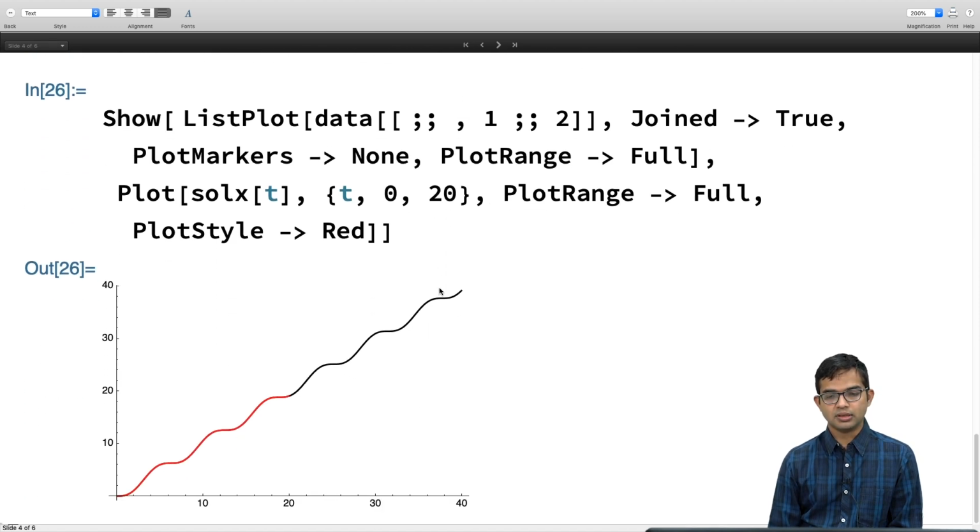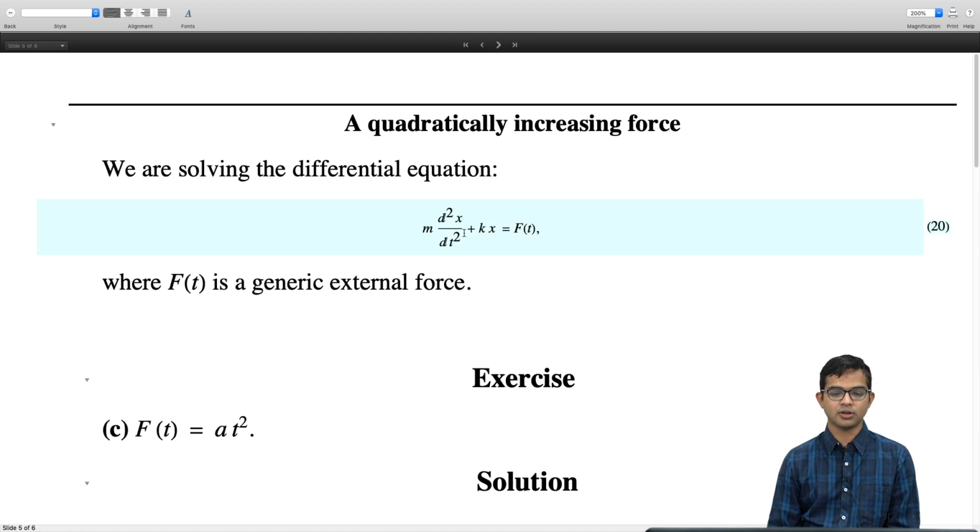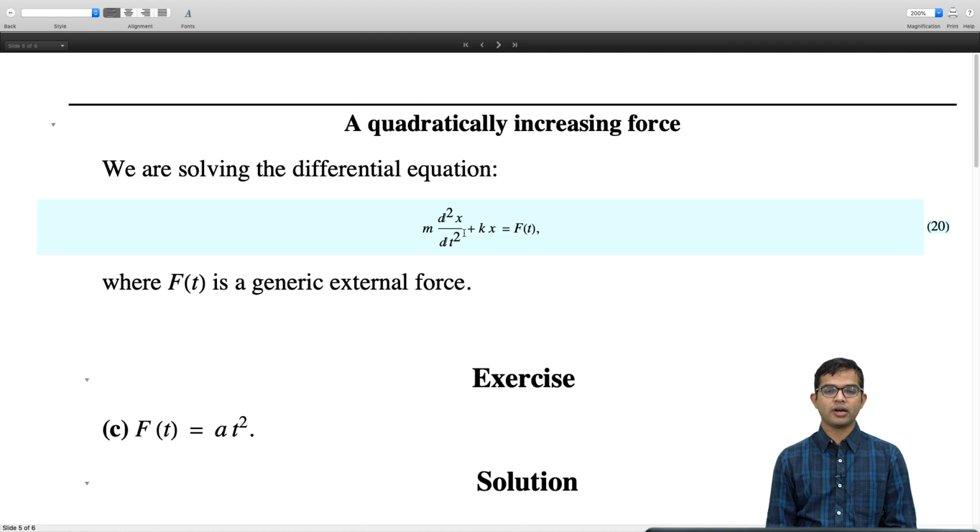Okay, so let's do a quick check of what happens if my external force were not linear but quadratic in nature, right? So what do you expect? You can pause the video for a moment and, without doing any calculation, ask yourself if you can guess how the system will behave in the presence of a quadratically increasing force. Okay, so let's look at the quadratically increasing force case now.